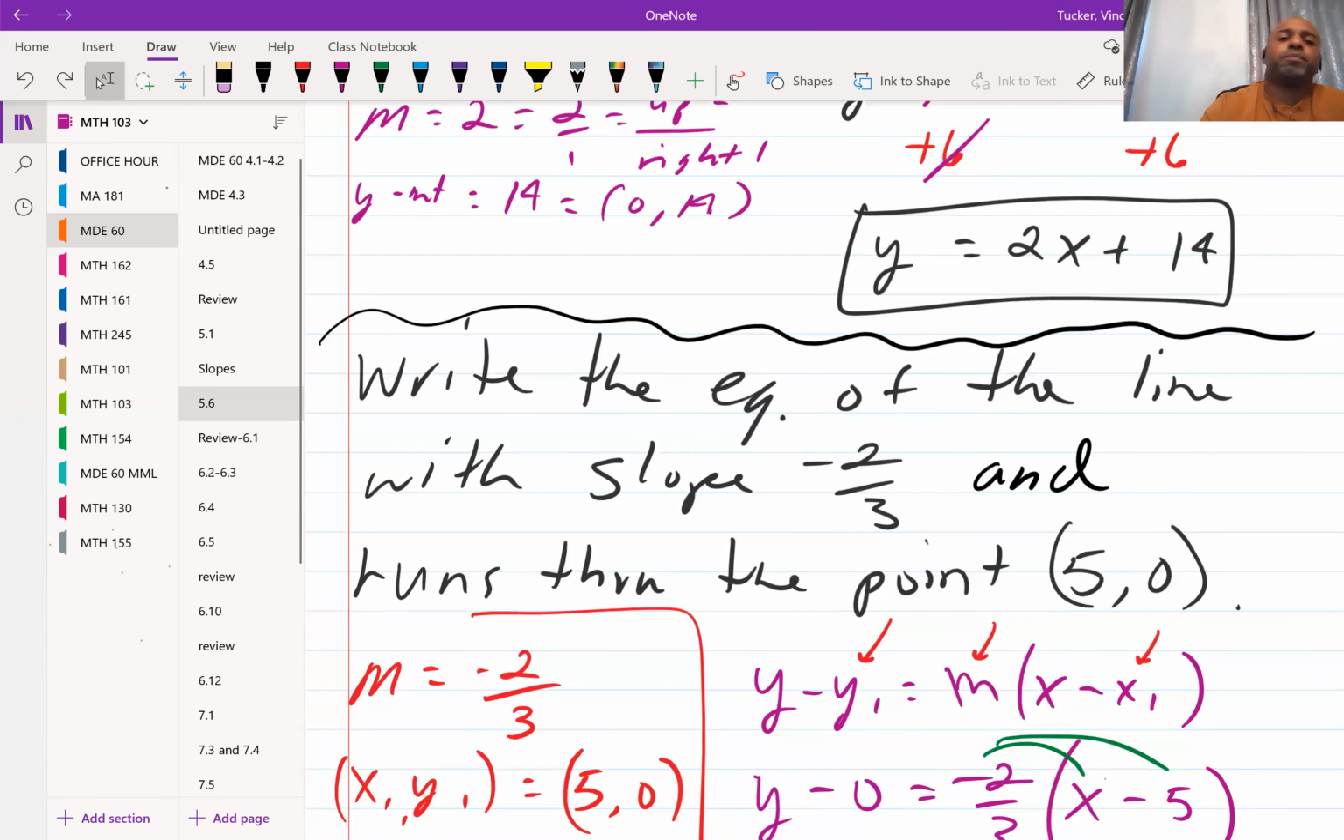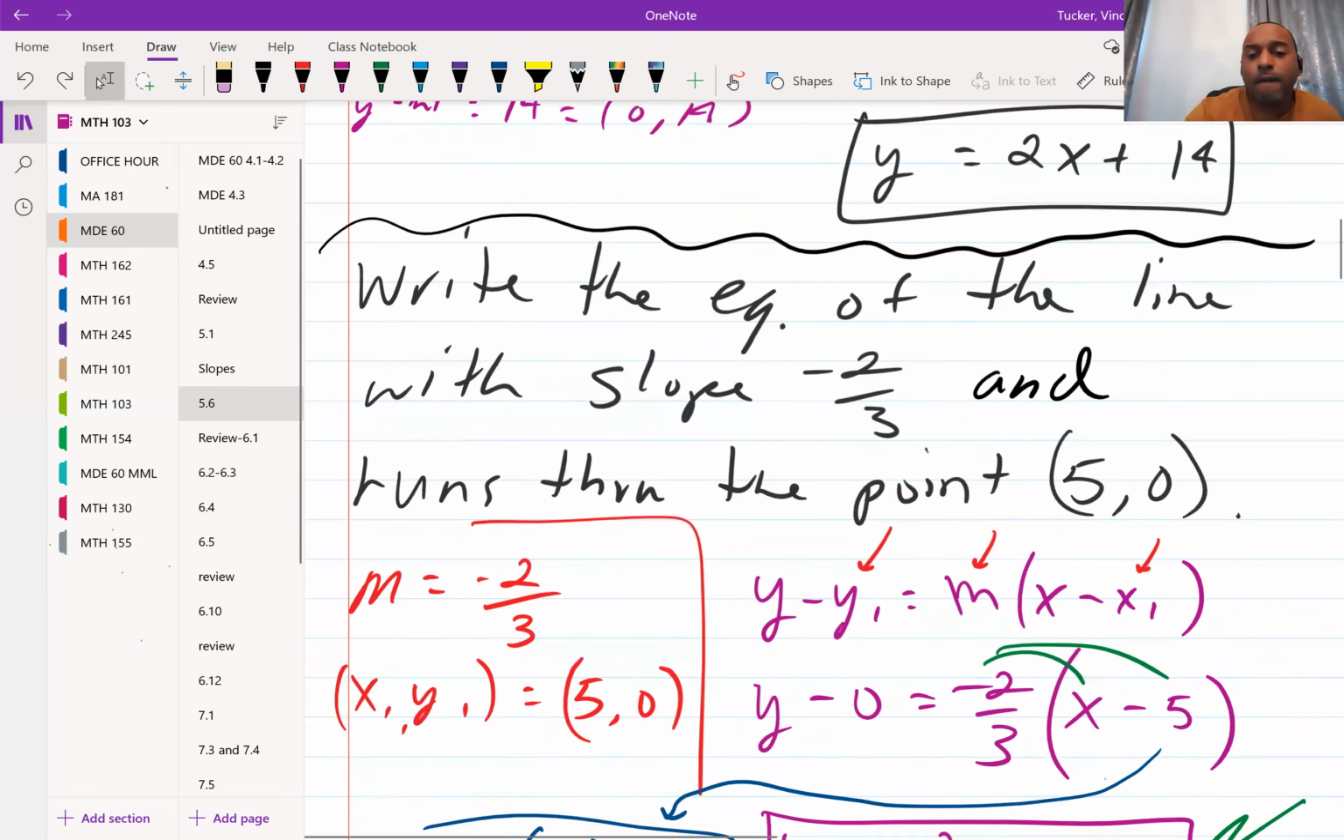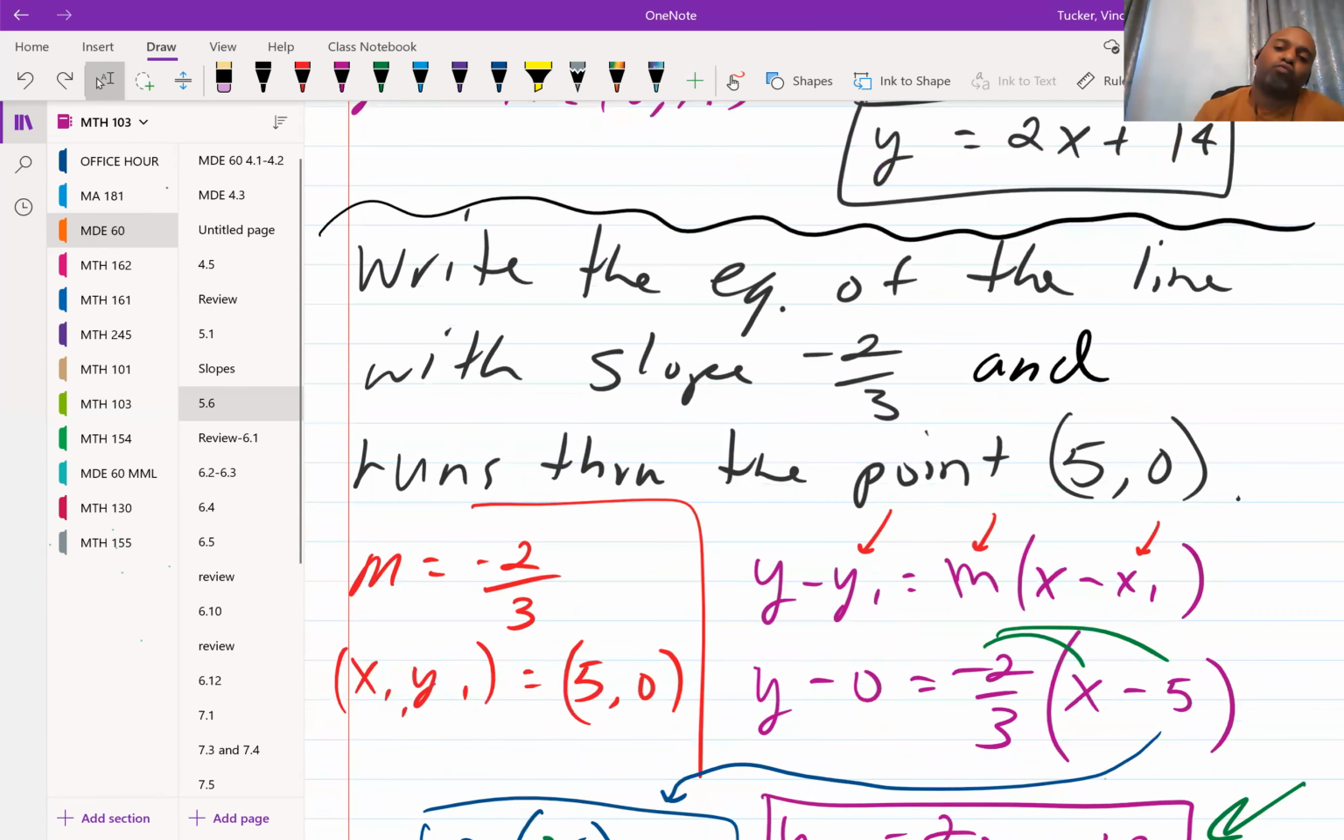All right, let's do another one. Write an equation of the line with a slope of -2/3 that runs through the point (5, 0). So it's the same exercise, just change the numbers. So m is -2/3, y1 is 0, x1 is 5. So we plugged in those pieces right here.